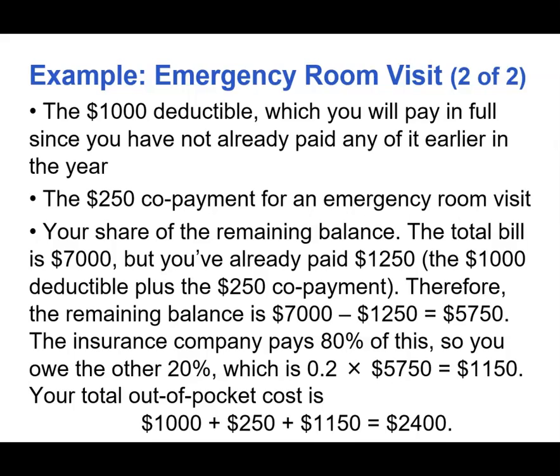So your total out-of-pocket cost is still quite a bit: $1,000 for your deductible, $250 for your copayment, and $1,150 for your share, well, the 20% of the bill that's left over. So that's $2,400.